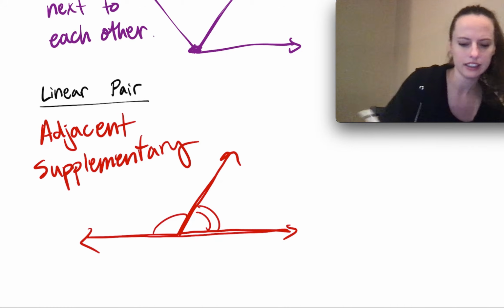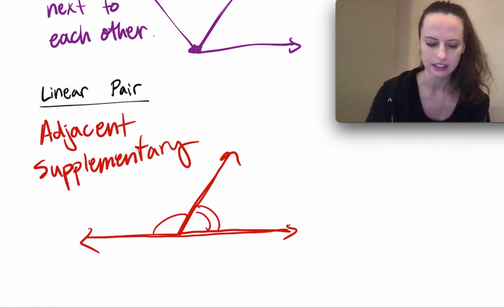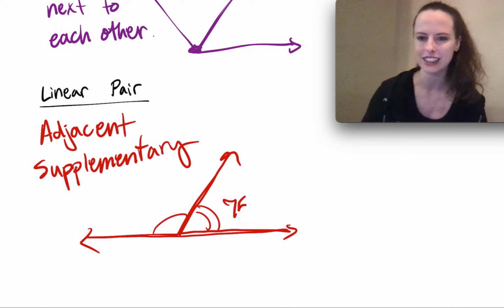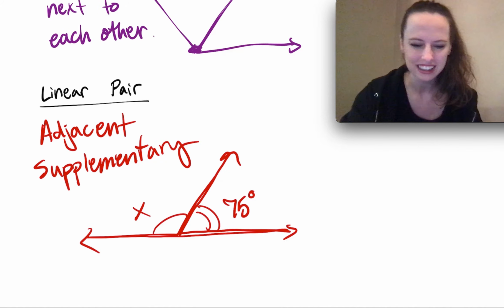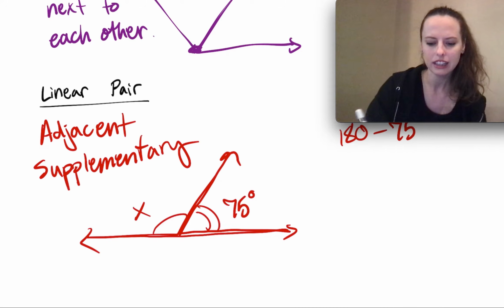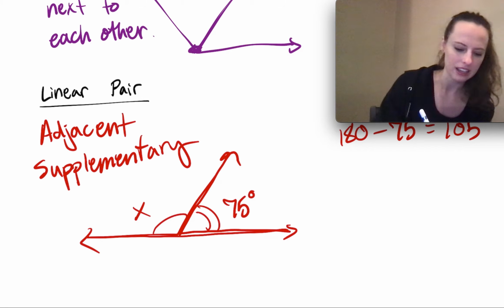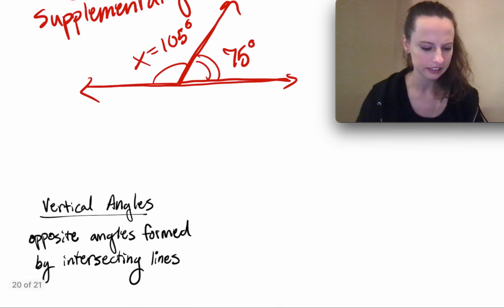So once again, if I knew that, say, this smaller angle was 75 degrees, I could solve for the bigger angle by subtracting from 180. So in this case, that would be 180 minus 75, and that gives me 105 degrees. So that's how I would find that missing angle in a linear pair. All right, so let's keep on moving.